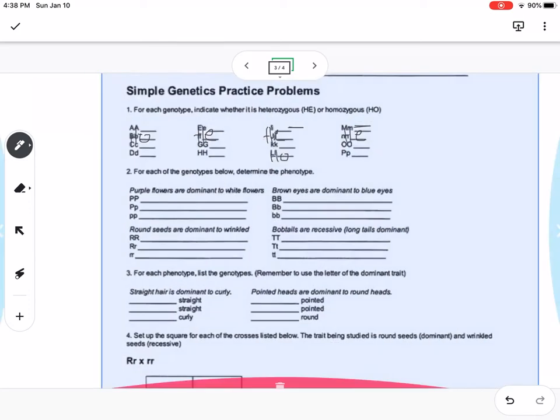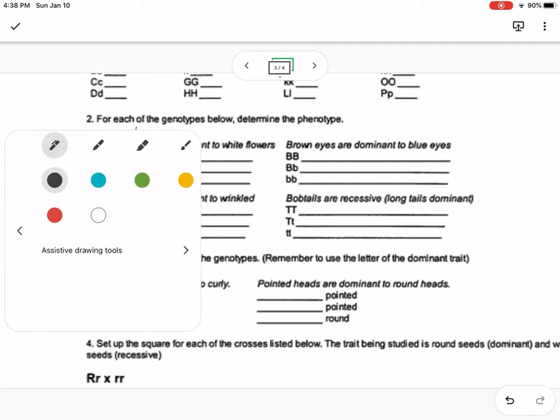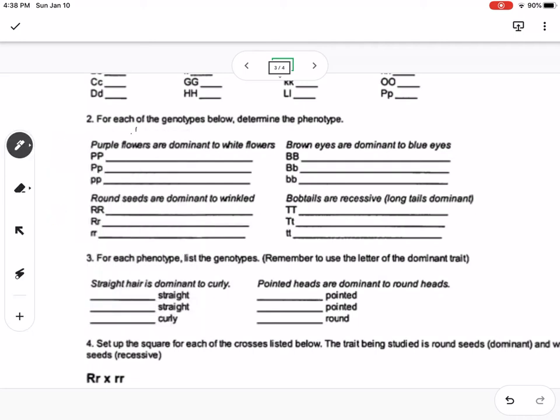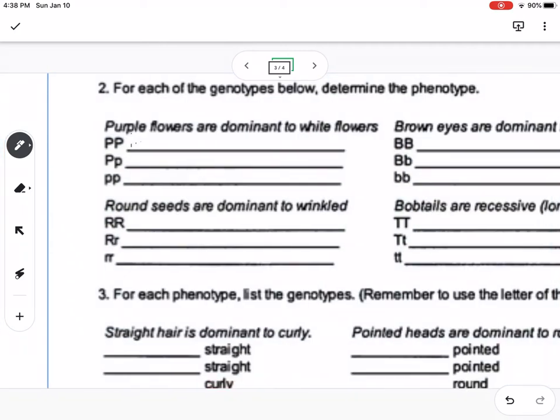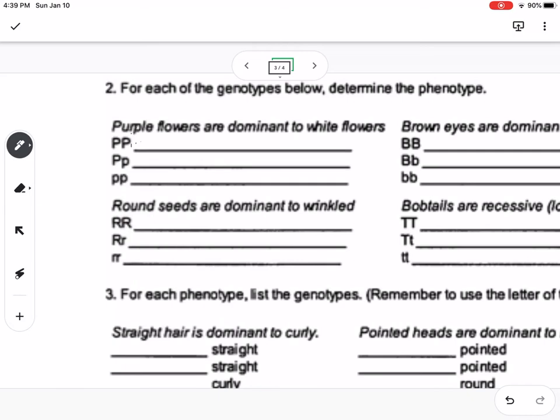All right, let's look at the second part here. I'm going to erase that. You might need to pause the video if you need to go back. Purple flowers are dominant to white flowers. So this is saying if it's capital P, what color flowers will it be? In this case, purple.